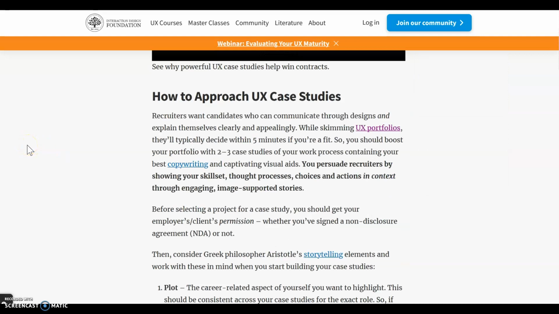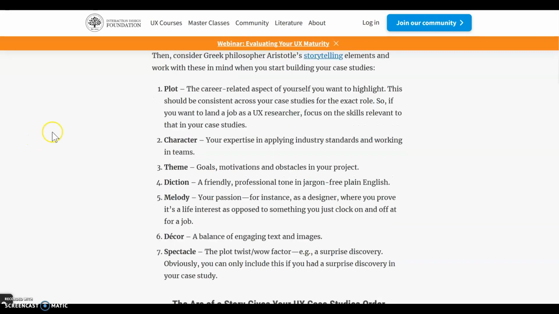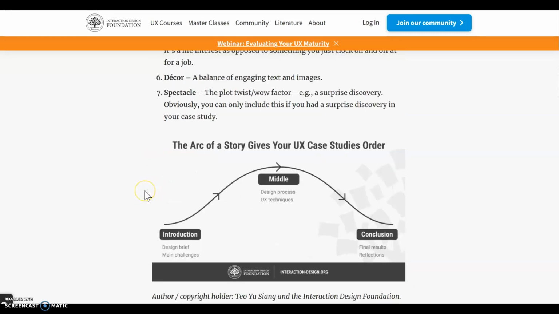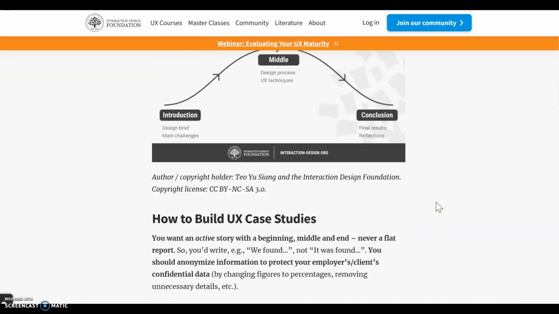So this is a really good website. You'll recognize some of the information from the early part of our time together on Aristotle's storytelling elements. As you think through your design case study, you will want to focus a little bit back on what you originally thought of. And as you write up your own, really think through the introduction, the middle, and the conclusion, which are the final results. The introduction would be your challenge, the middle is the design process and the techniques you used, and then the final results would be where you landed on your prototype and how you're reflecting on that.